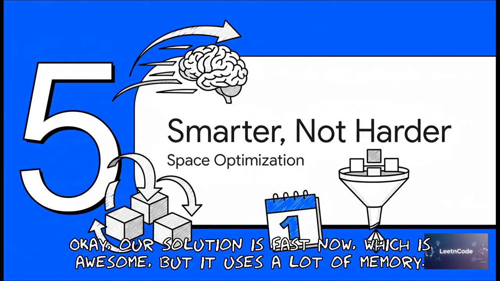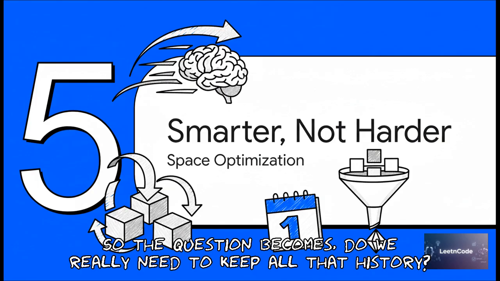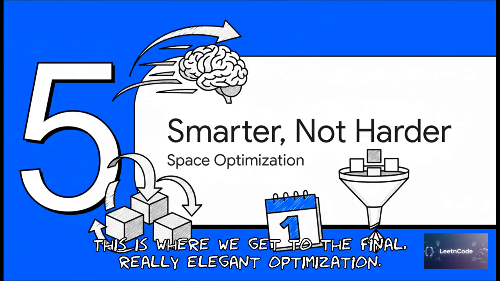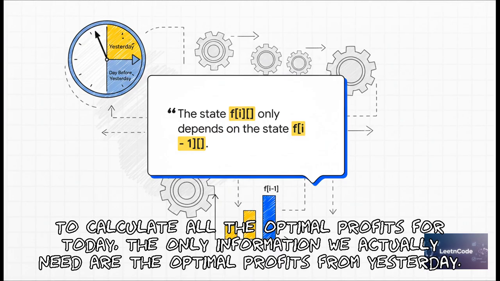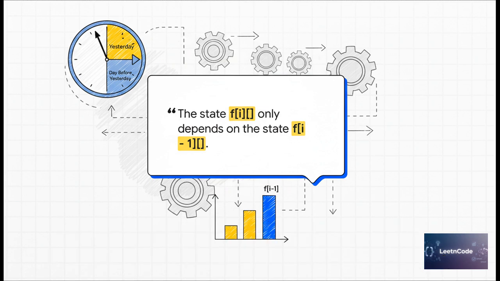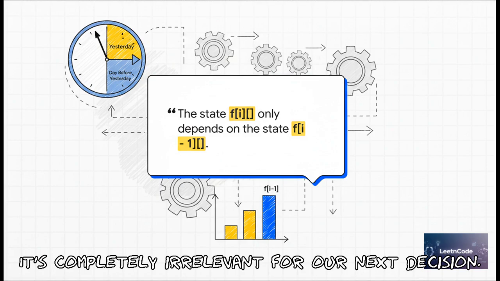Okay, our solution is fast now, which is awesome. But it uses a lot of memory. We're building this big table storing results for every single day. So the question becomes, do we really need to keep all that history? This is where we get to the final, really elegant optimization. The key insight is so simple, but it's incredibly powerful. To calculate all the optimal profits for today, the only information we actually need are the optimal profits from yesterday. That's it. What happened the day before yesterday or a week ago, it's completely irrelevant for our next decision.